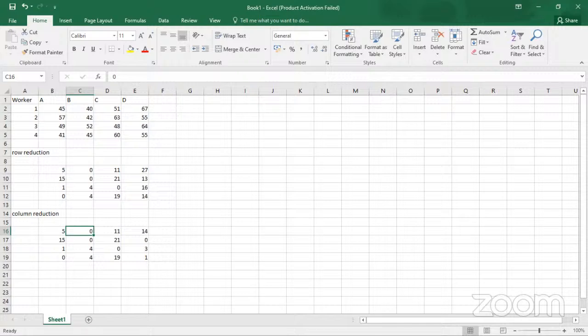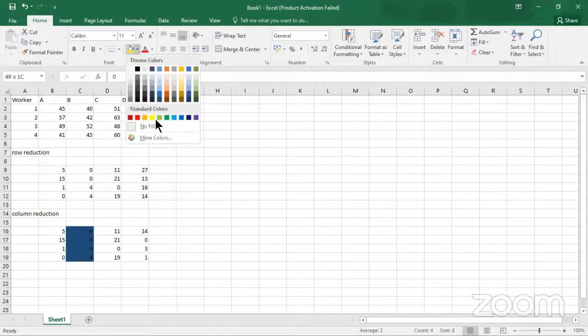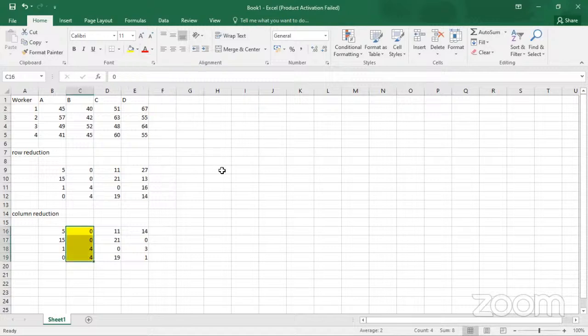I have gone to that 0 location. If the 0 is in a row, I need to draw a vertical line. I'll cover it with a color. You can strike it off in your books, please. Is this clear? If the 0 is in a row, I am drawing a vertical line. If the 0 is in a column, I am drawing a horizontal line. Are you getting the point?